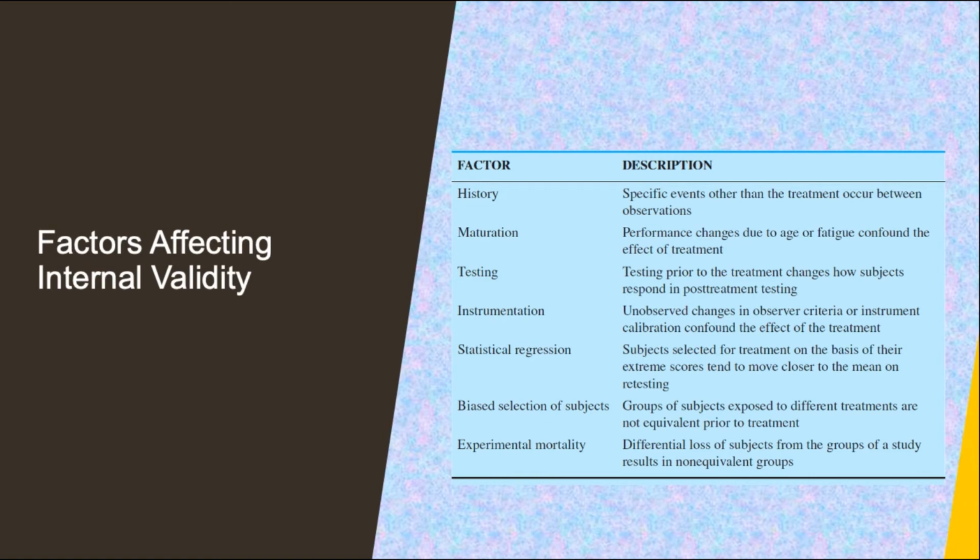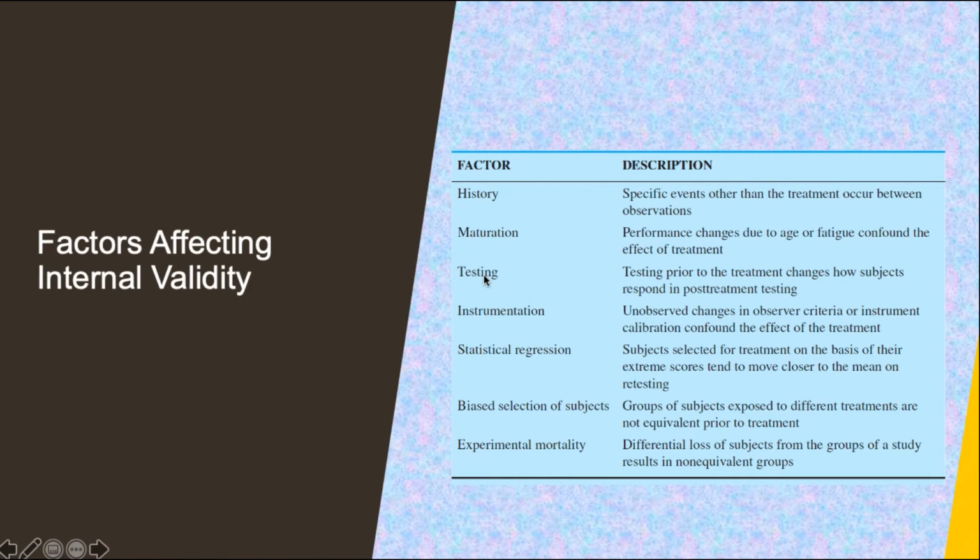A second one is maturation, which refers to the effect of age or fatigue. Performance changes observed over time due to those factors may confound those due to the variable being studied. Then we have another one, which is testing.